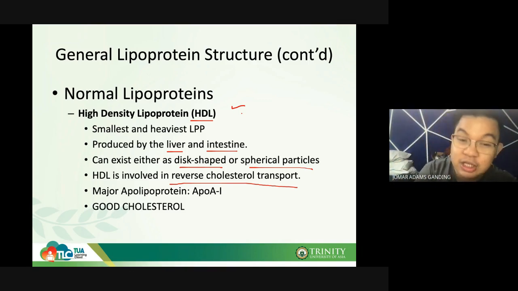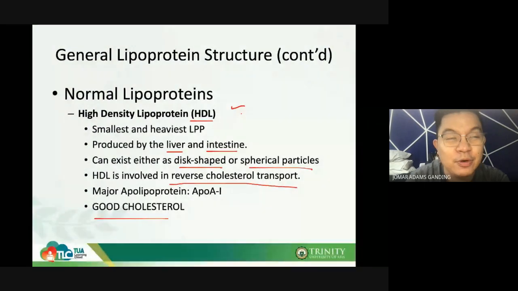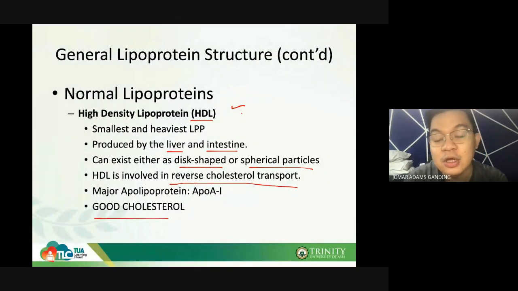And the major lipoprotein, ladies and gentlemen, is your ApoA1. So, they are also known as your good cholesterol because they are a cardioprotective agent, meaning to say, the higher your HDL is, the less chance that you will develop a cardiovascular disease.